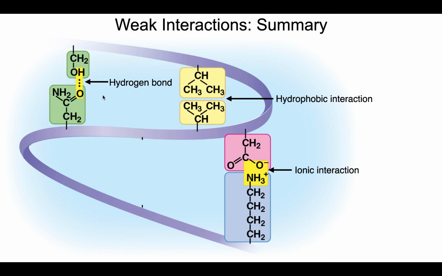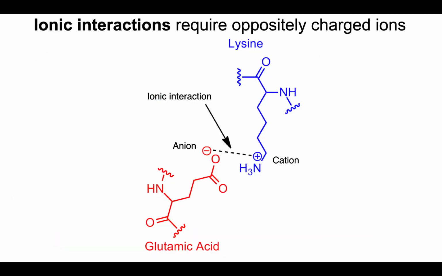We have a hydrogen bond shown here, which involves a polar hydrogen and some other polar atom within a molecule. We have ionic interactions, which involves two ions, oppositely charged ions that stick together. And then we have hydrophobic interactions that depend upon 2 hydrophobic molecules being excluded from the aqueous solution. Let's take a look at each one of these in more detail.